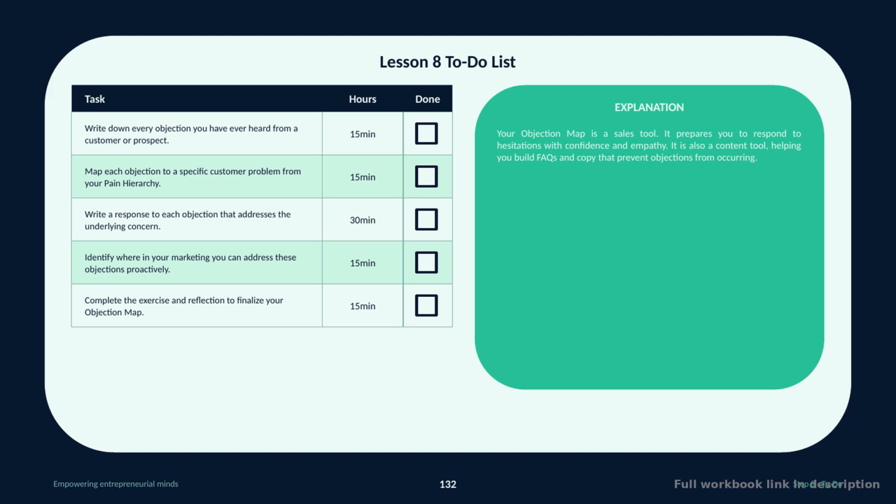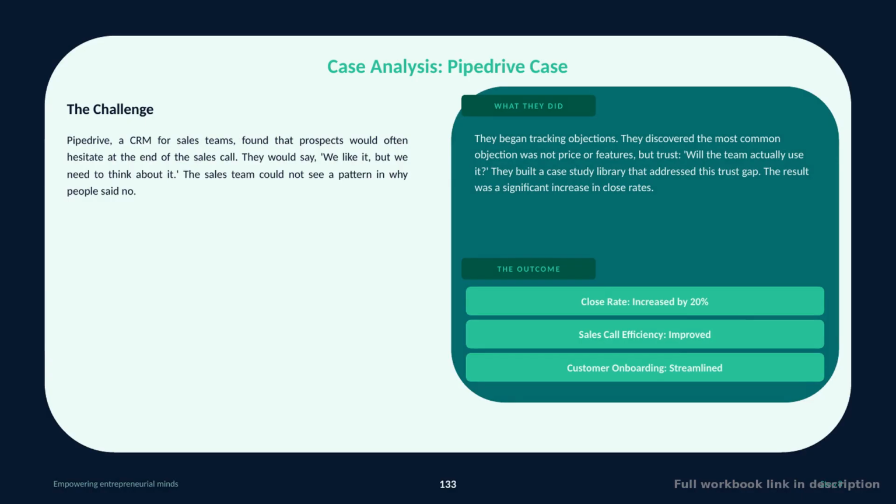Fourth, identify where in your marketing you can address these objections proactively. And finally, complete the exercise and reflection to finalize your objection map. Your objection map is a sales and content tool. Let's look at the Pipedrive case.